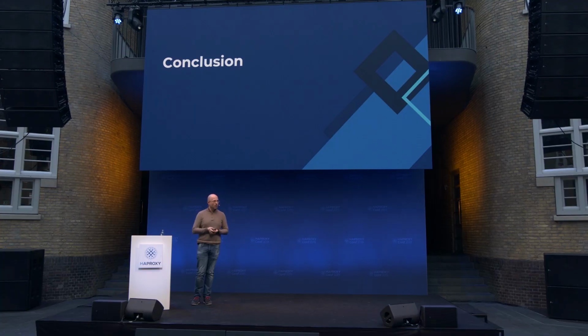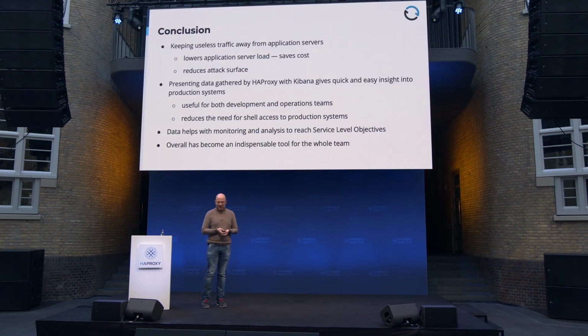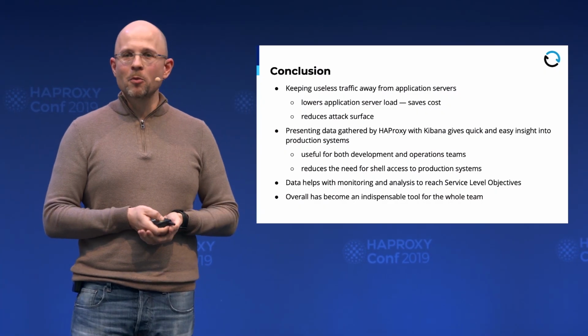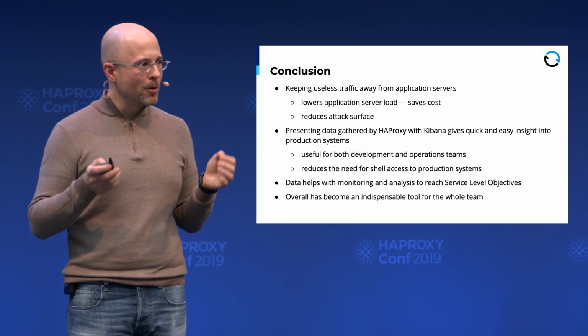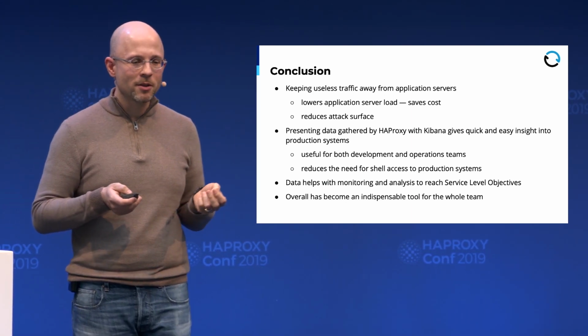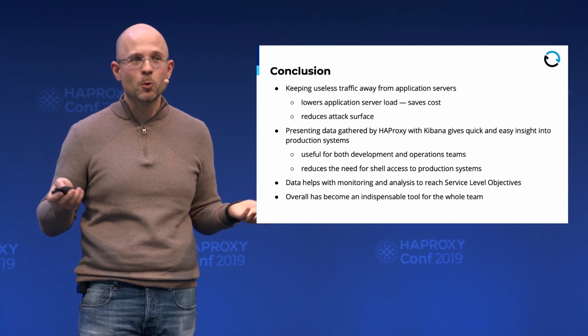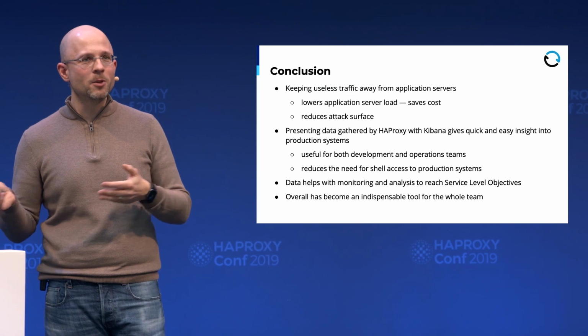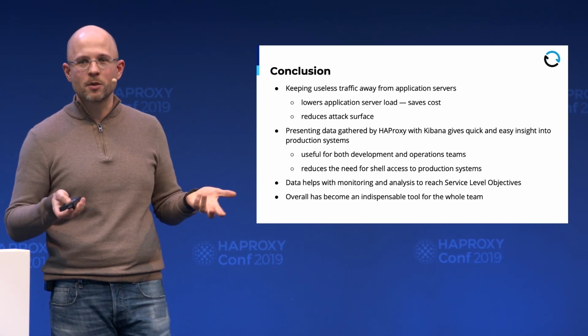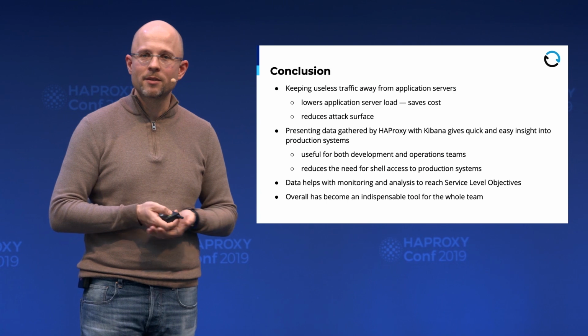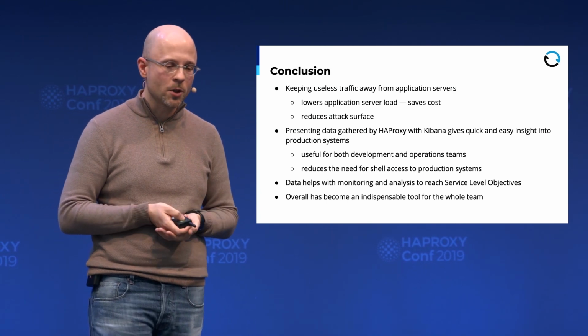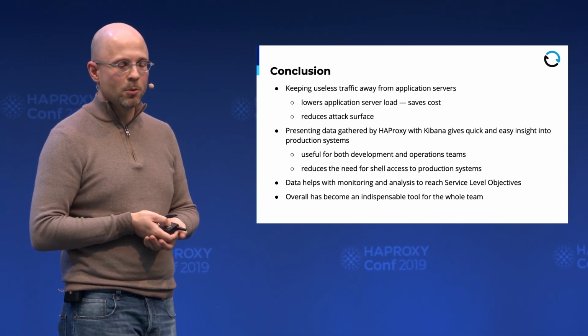So now that we have all this, what do we think about it? What do we like? What don't we like? First of all, keeping all that useless traffic, that potentially dangerous traffic away from the backend application servers is very helpful, mainly from two perspectives. First, it lowers the load on the application servers, which saves real money, because the less requests that reach there, you can make the servers less, or you have a smaller instance that runs the software, so that actually saves real money when you're on AWS.